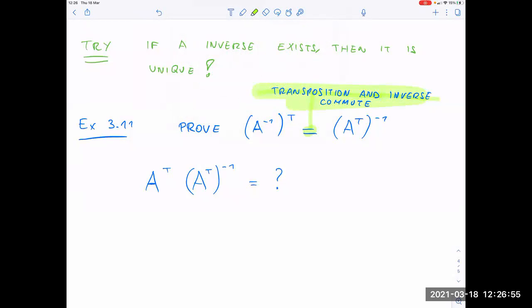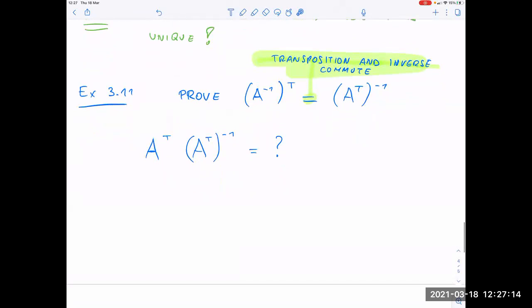You see, you can compute the transpose of the inverse or the inverse of the transpose, and the result will be the same. So what you want to show is that the transpose inverted is equal to the transpose of the inverse. So how do you prove it?